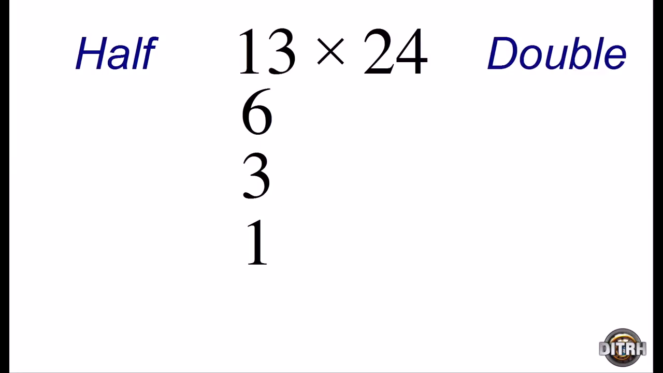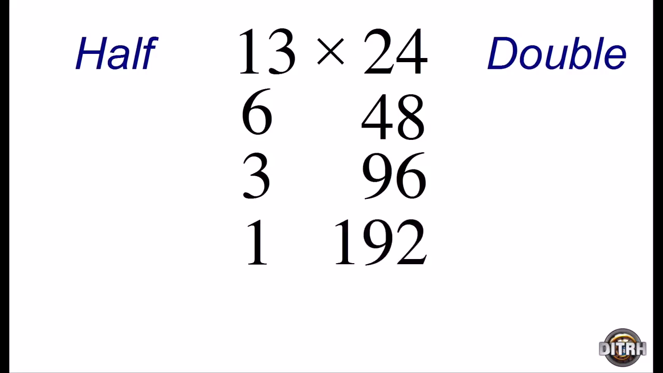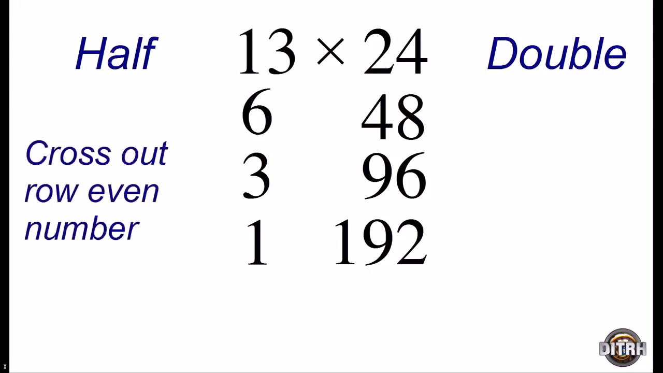The second step is to take the number on the right and keep doubling it. So the number 24 when doubled is 48. Then we're going to double this number again to get 96. And finally we double 96 to get 192. The third step is to modify our table by crossing out any row that starts with an even number. In our table, only the row that starts out with 6 is an even number, so we're going to cross out the entire row.